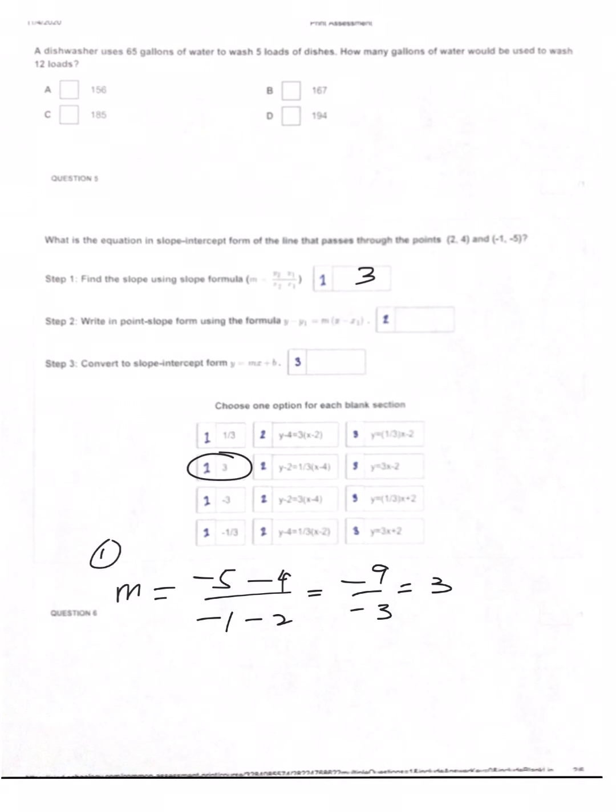That's number 1. Then part 2, what is the point-slope form? That's really easy. That's going to be y minus 4 equal to 3 times x minus 2. So sorry, I got a little sloppy right here. That's supposed to be a 4. So that's this guy right here. Okay?